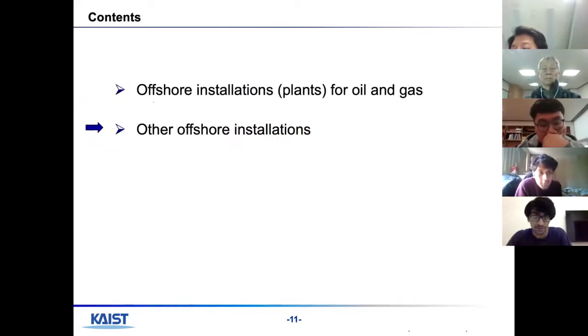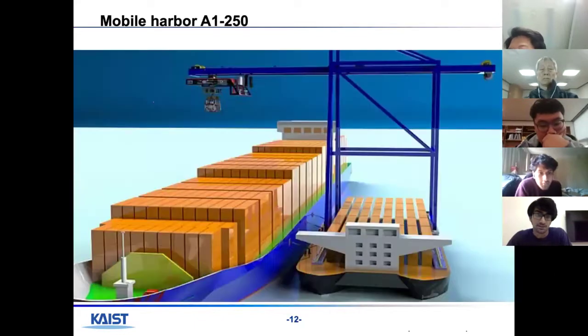So now I will cover some other offshore installations and concepts, the first of which you have already looked at, which is called mobile harbor. This is the world's first ship-to-ship automatic docking system concept developed, and it is basically to provide a reliable solution for docking between two ships exchanging containers in the ocean. So in this, you can see that first the ship docks into this mobile harbor, and then there is a crane which is used to move the cargo from one ship to another.